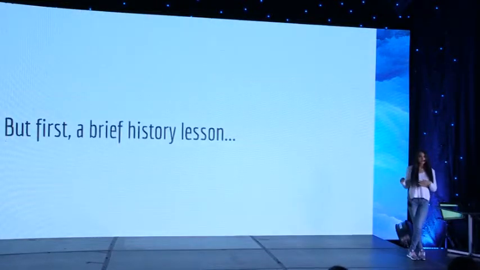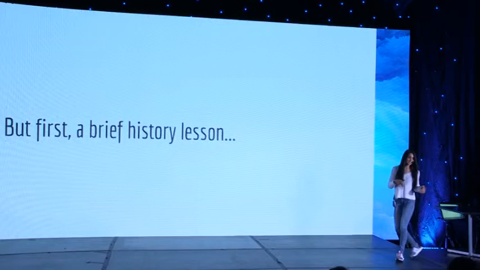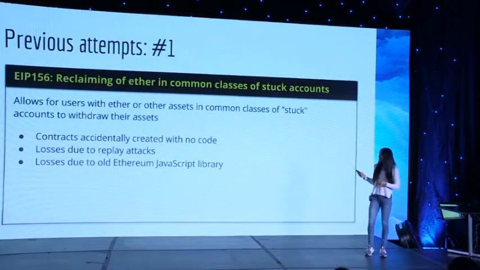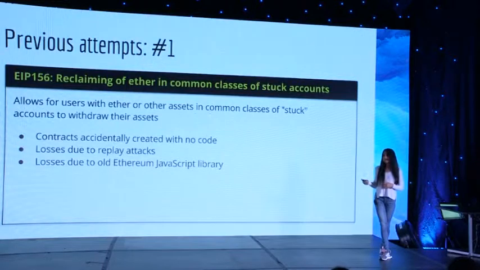Before we talk about the pros and cons of EIP999, I want to go back in time and talk about a few other EIPs that existed before this that fell into the same bucket and tried to solve the same problem, because this started over a year ago. One of the first EIPs that had a similar theme was EIP156, and this was actually proposed by Vitalik. It was reclaiming Ether in common classes of stuck accounts.